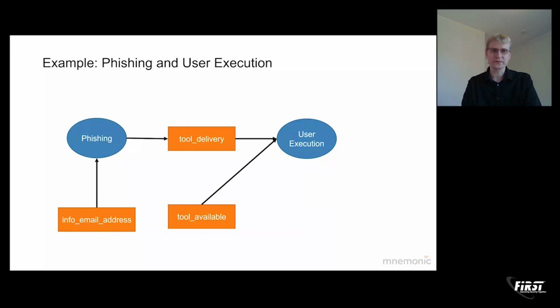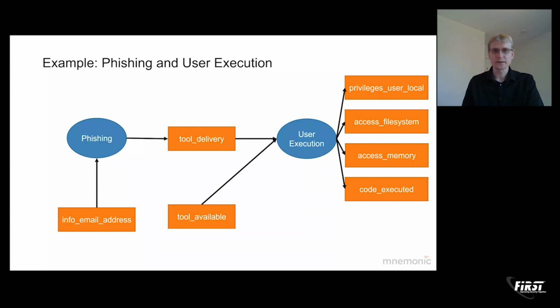And as you might see in this picture, we have no techniques that provide info email address or tool available, which means that by themselves, these two techniques cannot be executed because they require promises that are not provided by any other techniques. Finally, user execution provides 4 promises: privileges user local, access file system, access memory, and code execute.